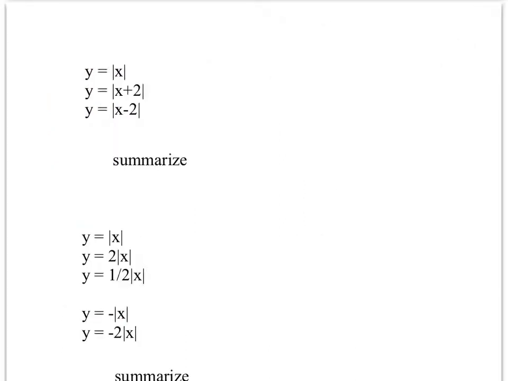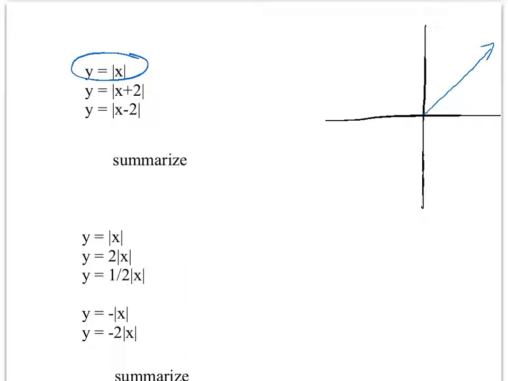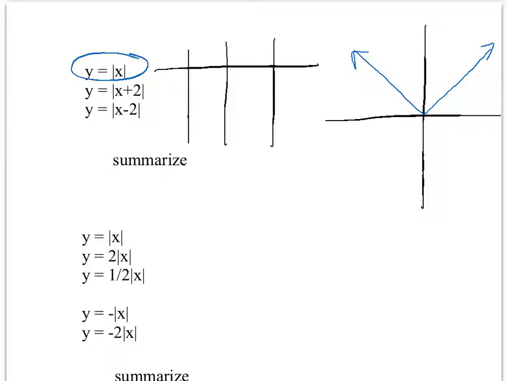Alright. Then we have to talk about what happens if you add or subtract inside the absolute value. So here's what goes on. Again, I'm going to graph y equals the absolute value of x. Okay, that's our usual one. If I set up a table, I'm going to get going on this table again.